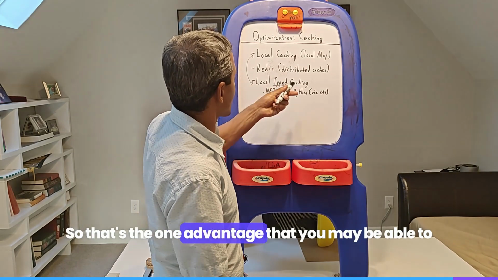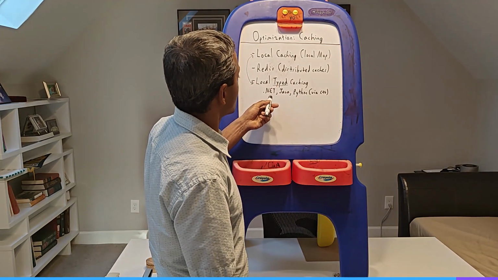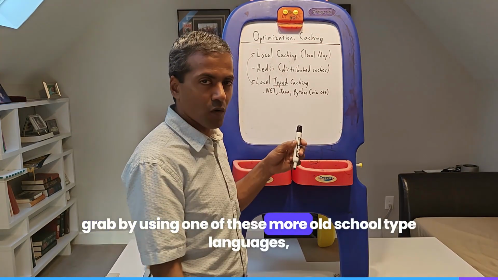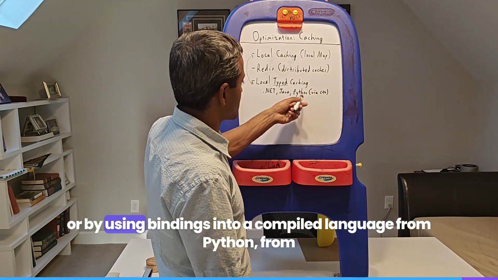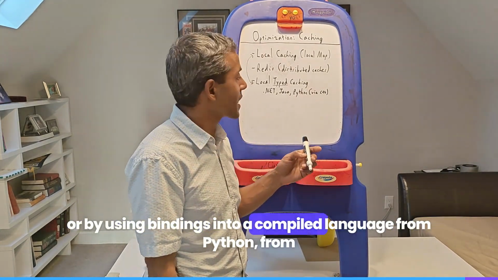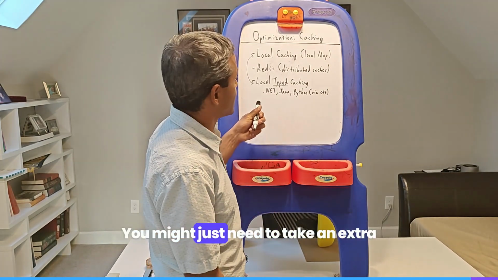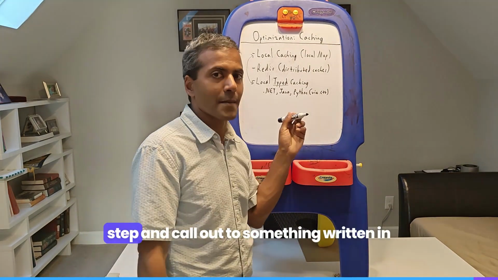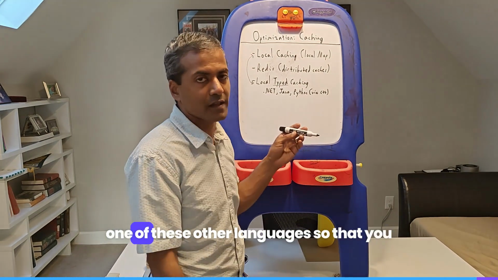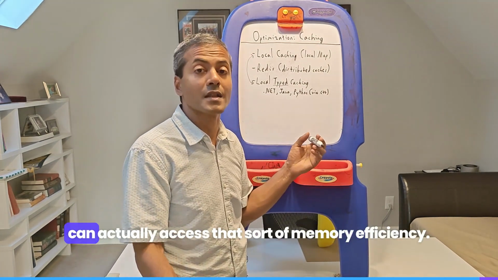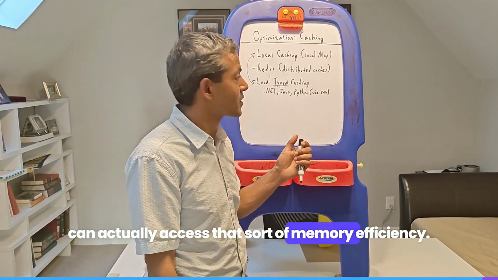So that's the one advantage that you may be able to grab by using one of these more old school type languages, or by using bindings into a compiled language from Python. From the Node.js world, it's possible as well. You might just need to take an extra step and call out to something written in one of these other languages so that you can actually access that sort of memory efficiency.